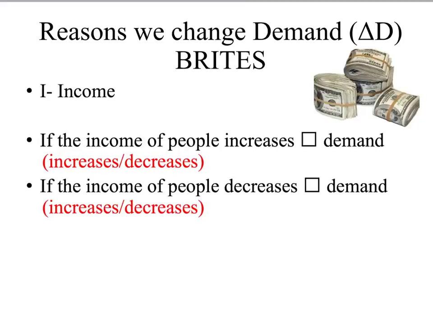The third in the acronym BRIGHTS is income. If people have more money to spend, demand increases. If people have less money to spend, demand decreases. This can also include things like taxes, where if the government gives you a rebate, it increases your income, or if the government decides to increase taxes, you have less money. So if you have less money, demand decreases. So watch for other scenarios that might, in a way, be talking about income without saying just income level rises.